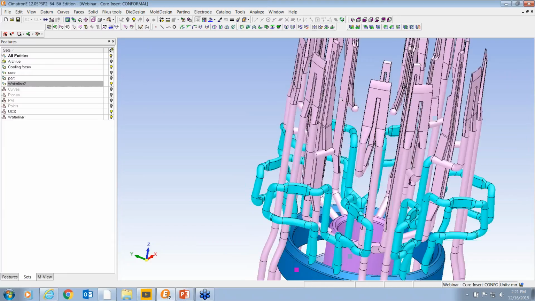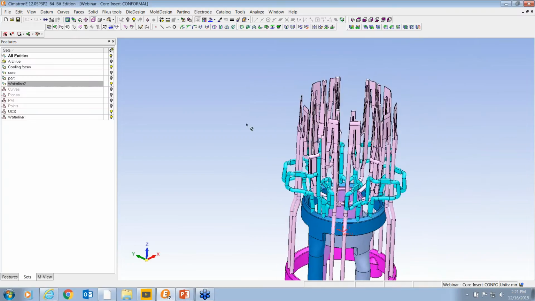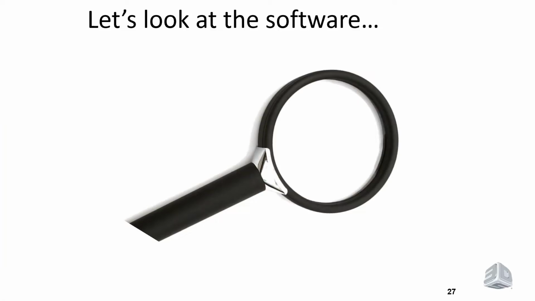Okay, and again, note the transitions, trying to avoid sharp corners. Note that there's a radius wherever possible. 1 millimeter radius is generally considered the minimum in order to have a water line where you don't have to worry about cracking.